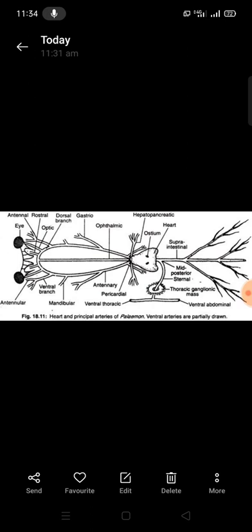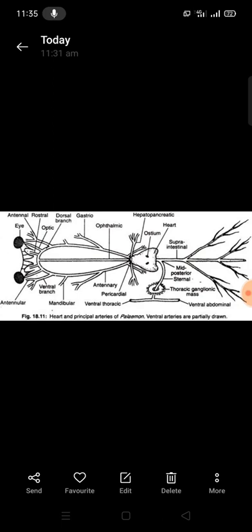The blood of the prawn is blue in color. It is a fluid tissue. The blood consists of plasma and blood cells. Blood plasma contains a blue pigment called hemocyanin. Blood has a clotting property.